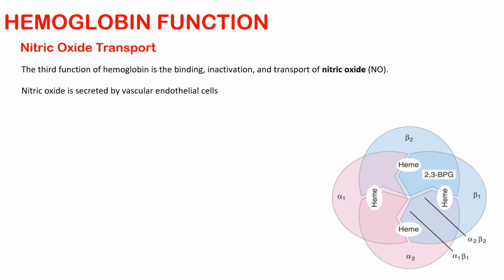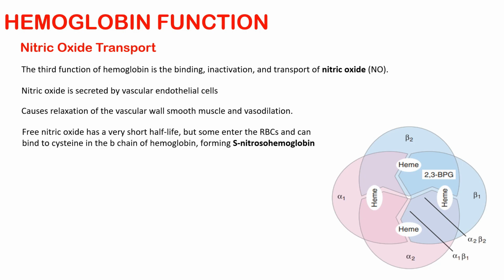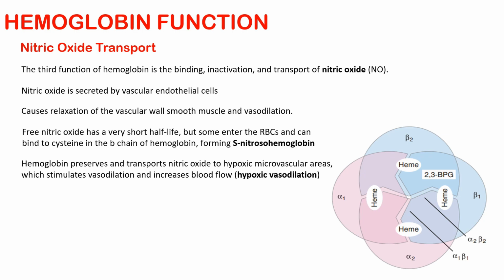Nitric oxide is secreted by vascular endothelial cells. It causes relaxation of the vascular wall smooth muscle and vasodilation. Free nitric oxide has a very short half-life, but some enters the RBCs and can bind to cysteine in the beta chain of hemoglobin, forming S-nitrosohemoglobin. Hemoglobin preserves and transports nitric oxide to hypoxic microvascular areas, which stimulates vasodilation and increases blood flow, called hypoxic vasodilation.